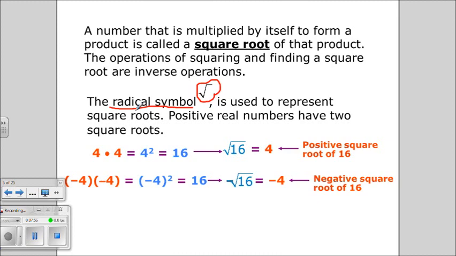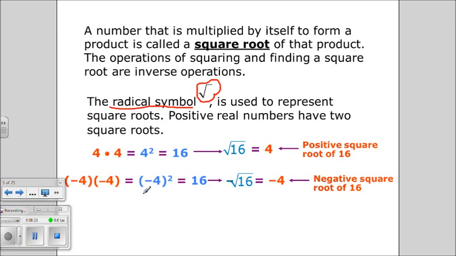But now we must say that positive real numbers have 2 square roots. For example, take 4 squared. 4 squared means 4 times 4 equals 16. Also, the square root of 16 equals 4. Why? Because it's the positive square root of 16. Also, negative 4 times negative 4.